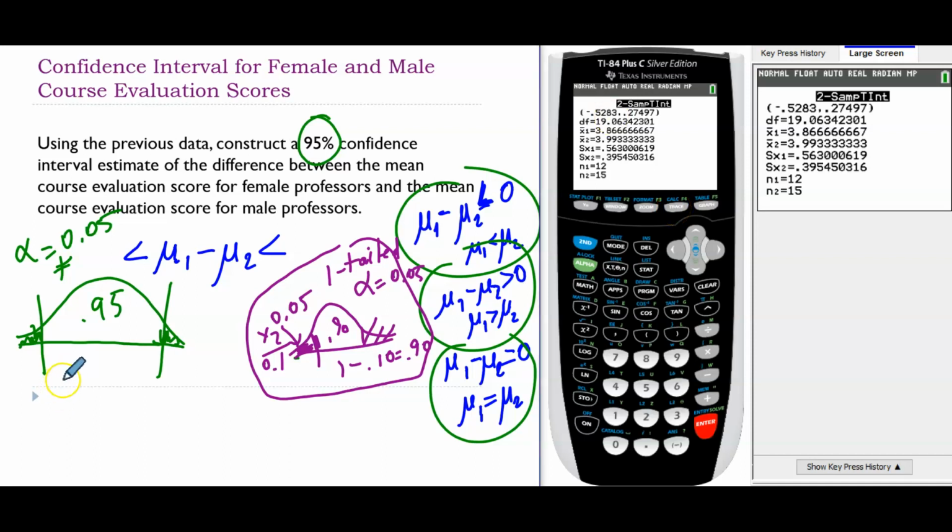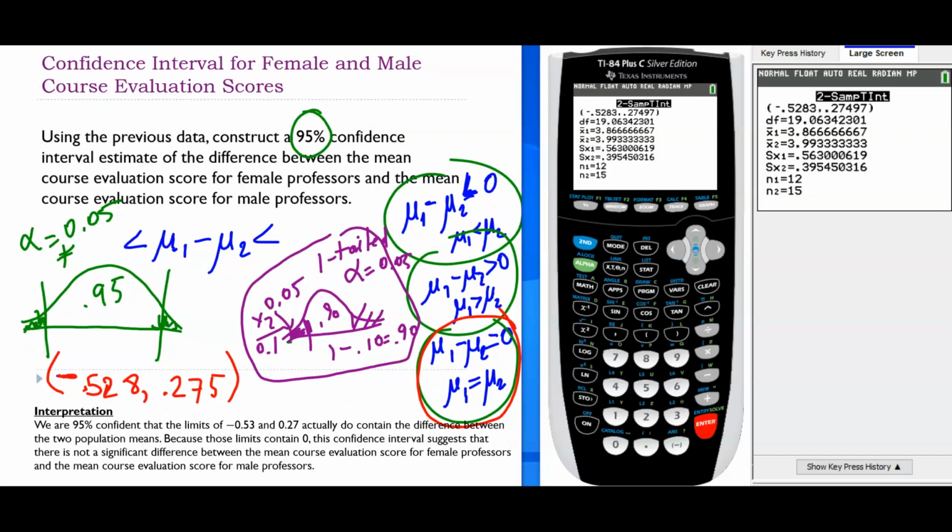In this case, go to Calculate and write down the interval. Negative 0.528, I'm going to round it to 3 decimals, to 0.275. Look at the interval. Our interval includes 0. Therefore, if it includes 0, we make the conclusion that the mean from the first population is equal or almost equal to the mean from the second population. Therefore, there is not much difference between the two population means.